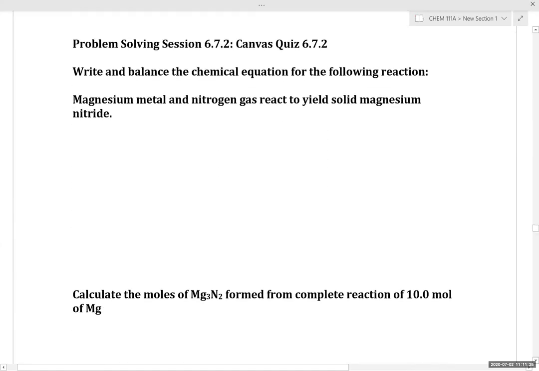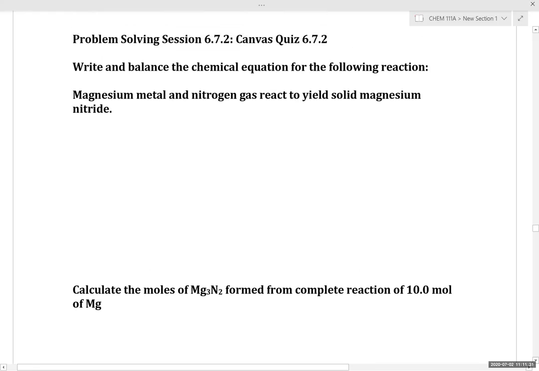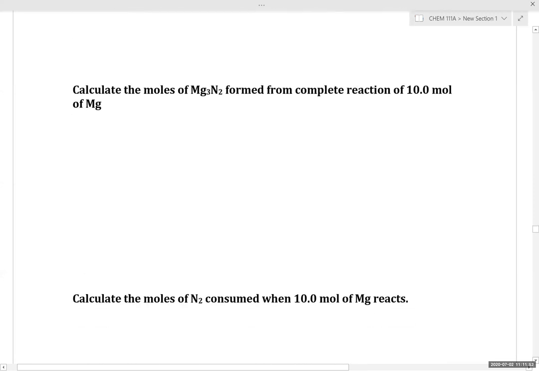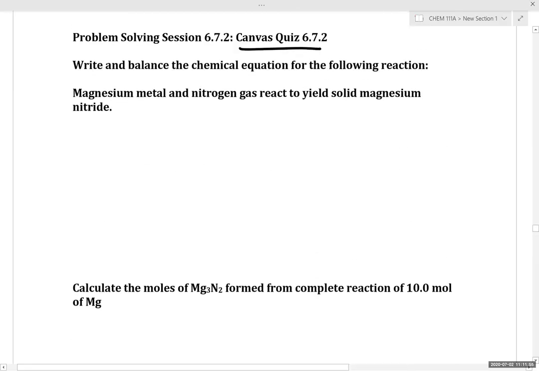And let's try to apply what we've learned to the following example. We're asked to write out and balance the chemical equation, and you can submit your responses verbally or via Canvas quiz 6.7.2. And we'll discuss this example. First, we'll discuss the chemical equation in about 3 minutes, and then we'll discuss the rest of this problem. So don't be shy to submit your responses via Canvas or in the chat, and we'll discuss momentarily.